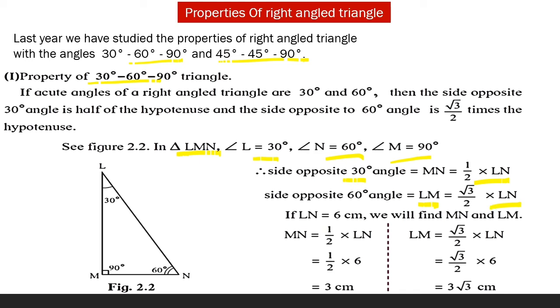Now here one example is given: suppose LN is 6 centimeters, we will find MN and LM. If we have to find MN, it is the side opposite to the 30-degree angle, so we use the formula 1/2 into hypotenuse, that is 1/2 into LN. So 1/2 into 6 is 3 centimeters. Similarly we can find LM. LM is equal to root 3 upon 2 into LN, and substituting the value of LN we get root 3 upon 2 into 6. Hence 2 3s are 6 and we get 3 root 3 centimeters.